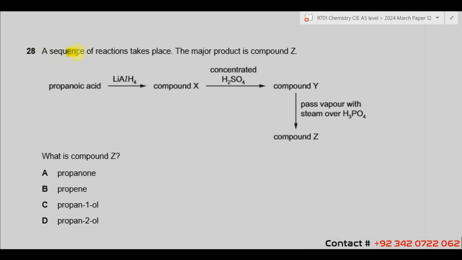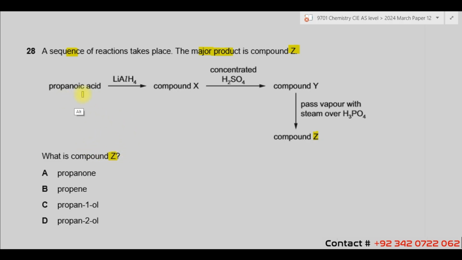Question 28. A sequence of reactions takes place. The major product is compound Z. We have propanoic acid, which is reduced to compound X, then dehydrated to compound Y, and then water is added to give compound Z. Let's see what compound Z is.